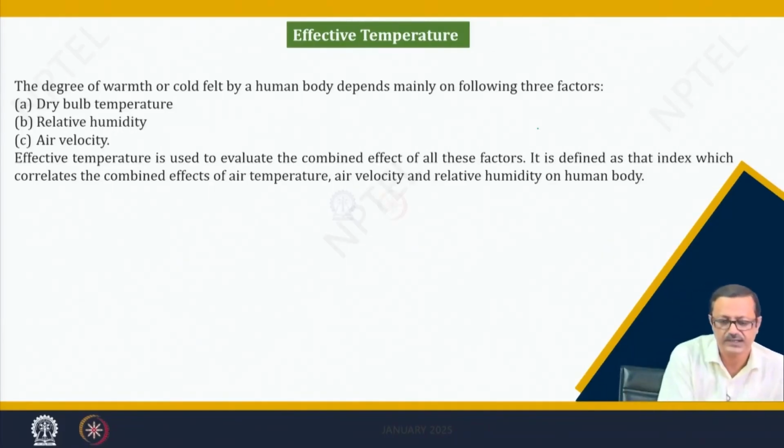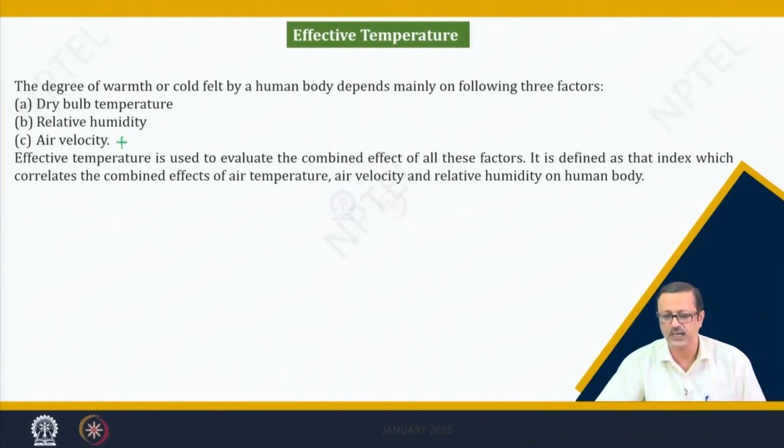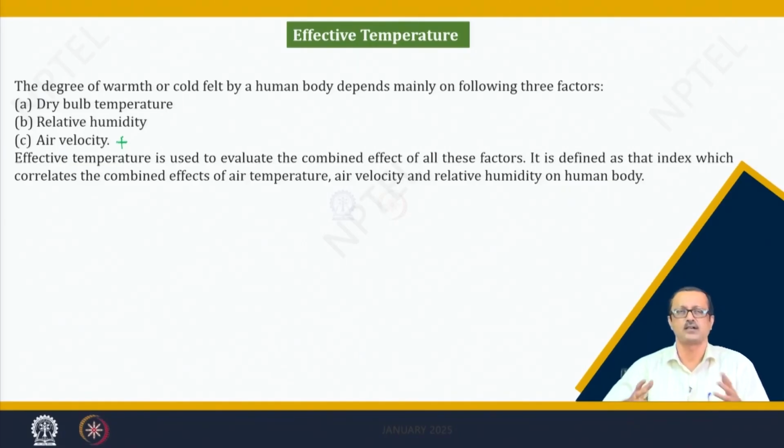So, the first addition is the air velocity. If I take air velocity also into account, that is called the effective temperature. So, what is effective temperature? It is again a combined factor of these three: the dry bulb temperature, the relative humidity and the air velocity, in such a way that, under these three combinations where something is higher and something is lower, it can show how a human body reacts in thermal comfort scenarios.